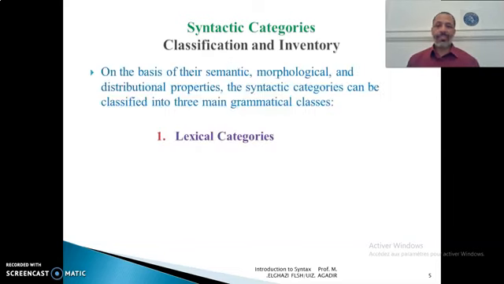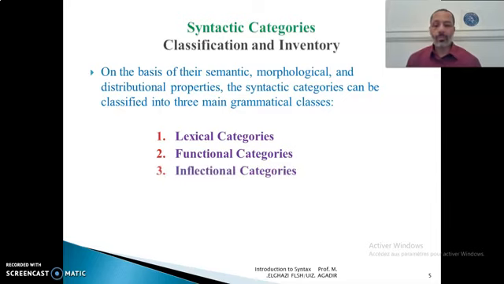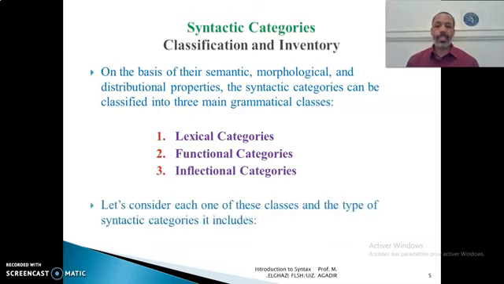Now we move to the classification and the inventory of these categories. On the basis of their semantic, morphological, and distributional properties, the syntactic categories can be classified into three main grammatical classes. The first class is what we call lexical categories, the second class is what we call functional categories, and the third class is what we call inflectional categories.